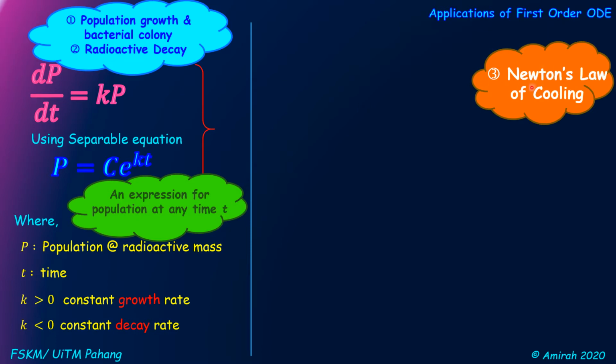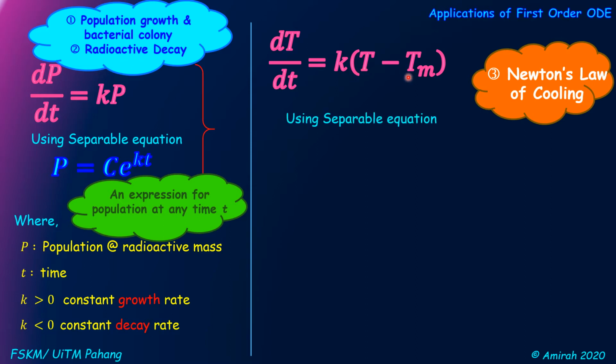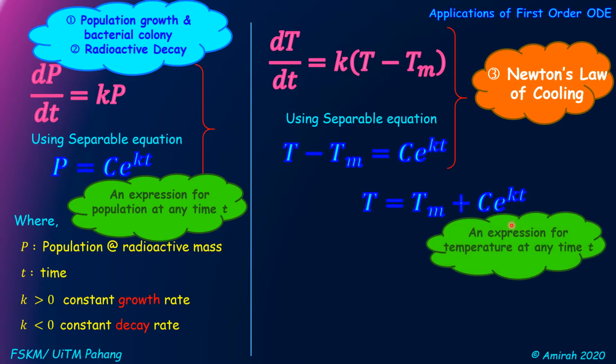So now we continue with Newton's law of cooling. We start with dT over dt equals to K times T minus Tm. Then using separable equation, we can show T minus Tm equals to Ce to the power of kt. And we can write T equals to Tm plus Ce to the power of kt. T here means an expression for temperature at any time t, because cooling here is based on the temperature.